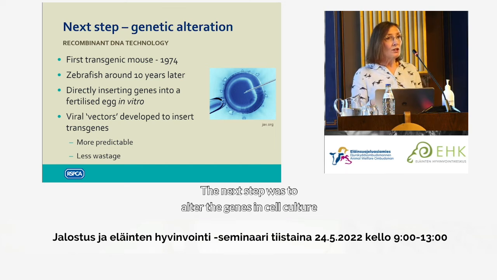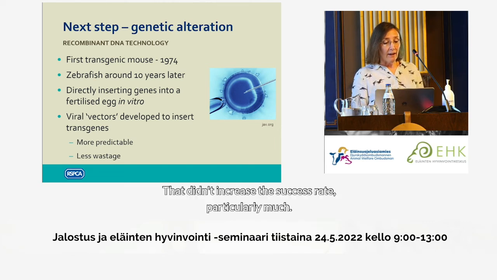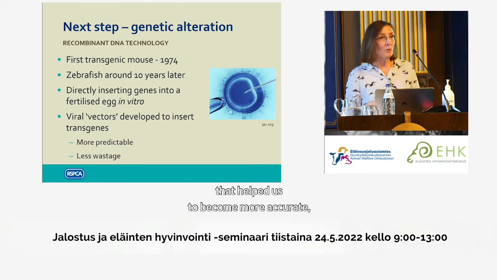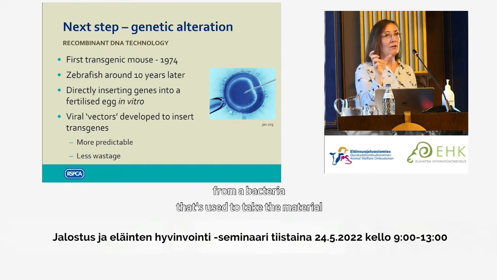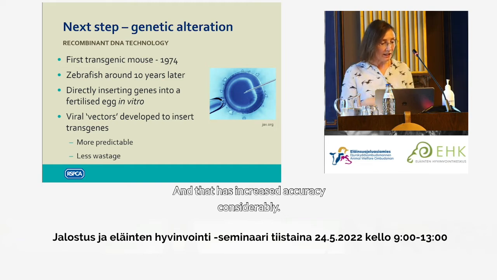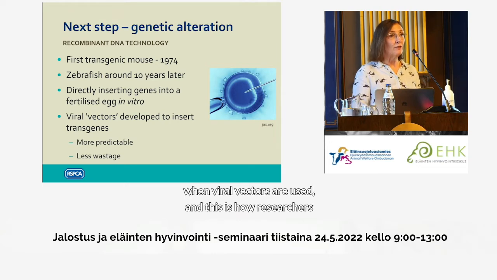The next step was to alter the genes in cell culture before they're put into the fertilized egg. That didn't increase the success rate particularly much, but the subsequent step that helped this to become more accurate was using a viral vector, which is a piece of DNA material from a bacteria that's used to take the material that you're trying to introduce into the fertilized egg. And that has increased accuracy considerably. So now you hear success rates of between 80 and 100% when viral vectors are used.